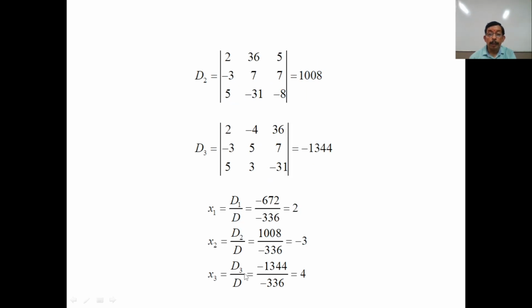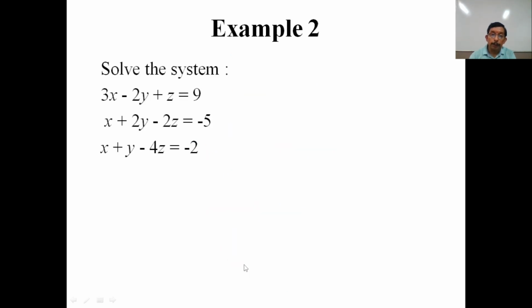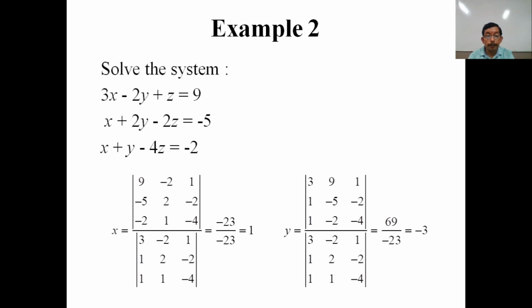Then D2 is the second column replaced by the constant terms, and D3 is the third column replaced by the constant terms. Simplify by the determinant method, then find the values of x1, x2, x3. Now here is an example: simplify by the determinant method, the Cramer rule.